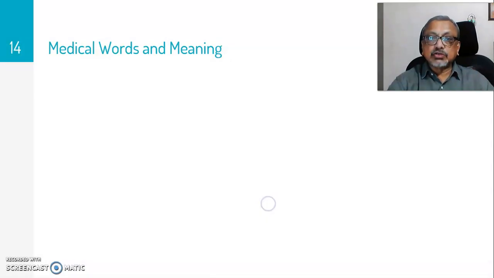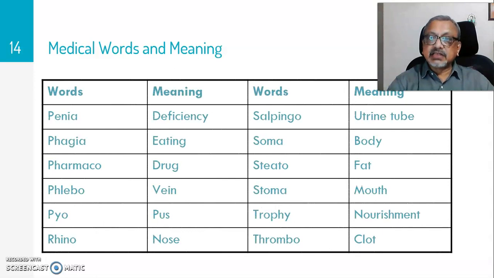Patho means disease, pathology you have heard. Penia means deficiency, leukocytopenia. Phagia means eating, dysphagia means difficulty in eating. Pharmaco means drug, pharmacology you have heard. Phlebo means vein, and pneo means breath, rhino means nose. Salpingo means uterine tube, salpingitis, a very common medical word in gynecology. Soma means body, steato means fat. Steatohepatitis, that means whenever there is a fatty liver, it is also called in medical terms steatohepatitis.